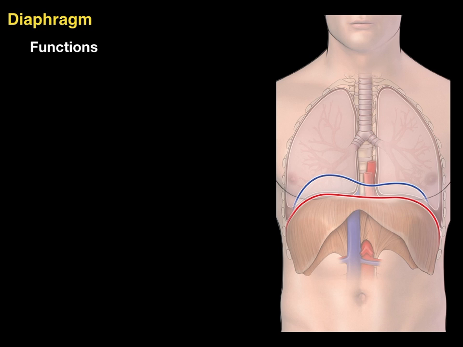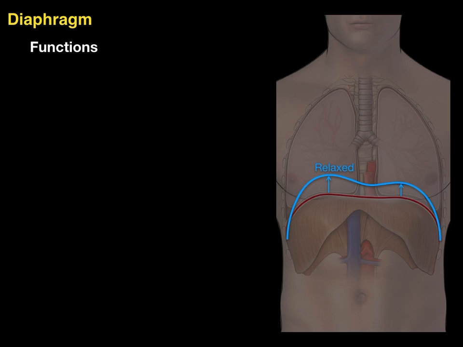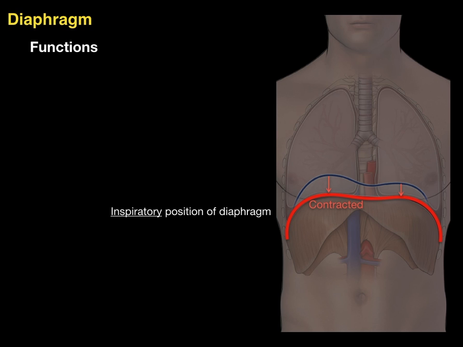And so the functions of the diaphragm are as follows. There's the diaphragm relaxed, there's it contracted. Relaxed, contracted. In other words, when the diaphragm is relaxed, that's the expiratory position of the diaphragm. When the diaphragm is contracted, that's the inspiratory position of the diaphragm. It contracts to allow you to inspire or inhale air.